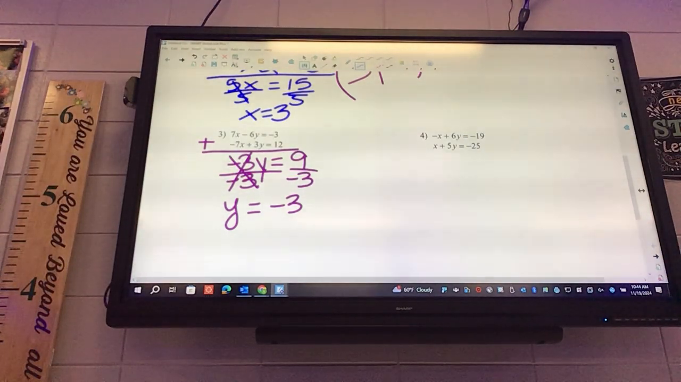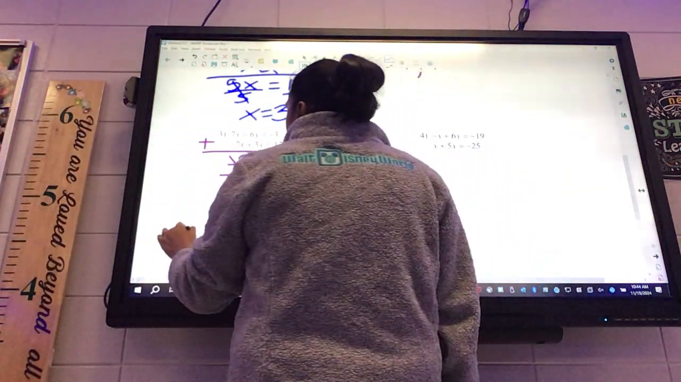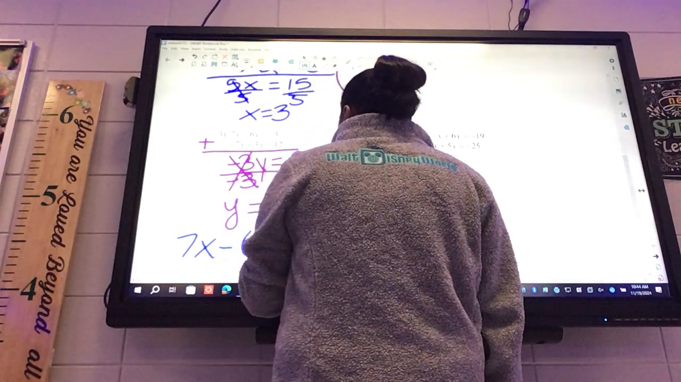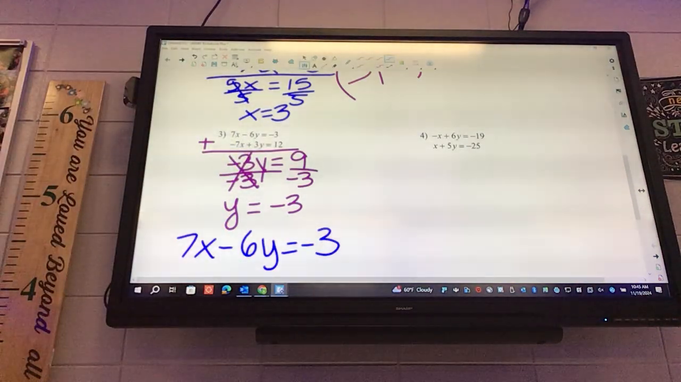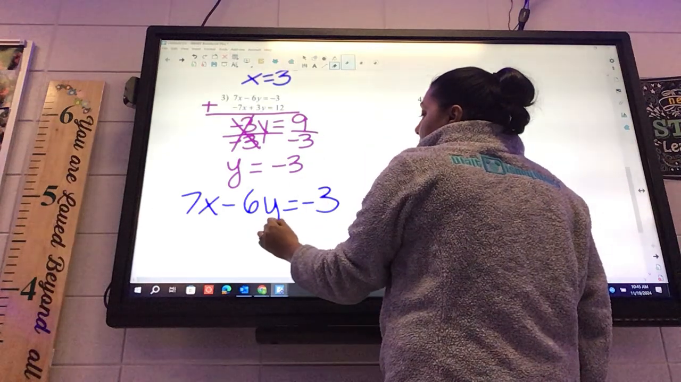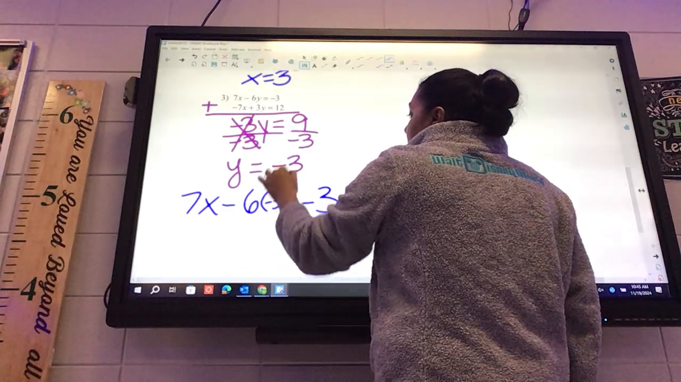Okay, so from here you're going to pick an equation, equation 1 or equation 2. Which one are you going to use? 1? Okay, does it matter? No. Okay, so we're going to pick equation 1. So we got 7x minus 6y equals negative 3. Okay, and instead of the y, what are we putting? Negative 3. So right there where the y's at, I'm going to erase this time just so you guys don't have to rewrite the whole thing. So right here, you can erase the y and put parentheses negative 3 instead.